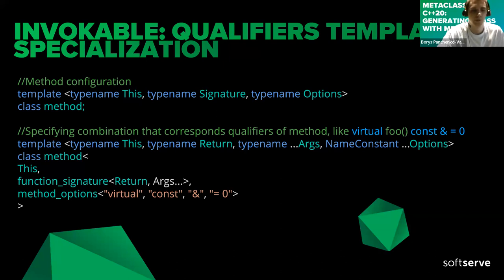So probably we have some questions for now. Don't be shy. I know that it's a little bit boring stuff. It has a lot of templates here, but any question is welcome. So for method options, why are we allowed to do a variadic of C-style strings? Because we are using the name constant from the previous slide as variadic arguments, and because of that we can pass C-style strings of any amount.